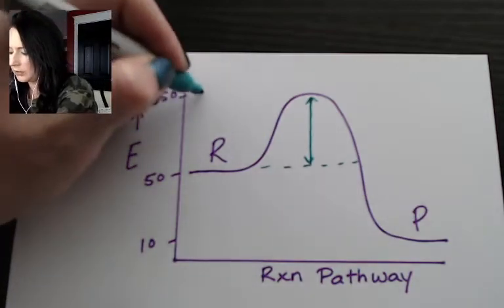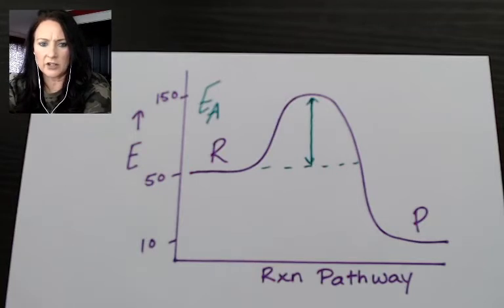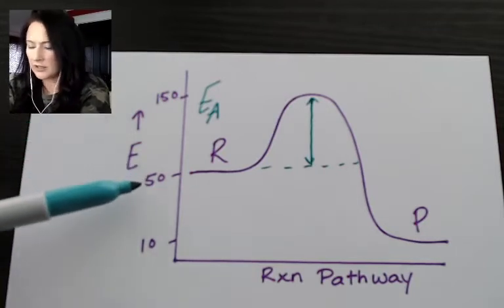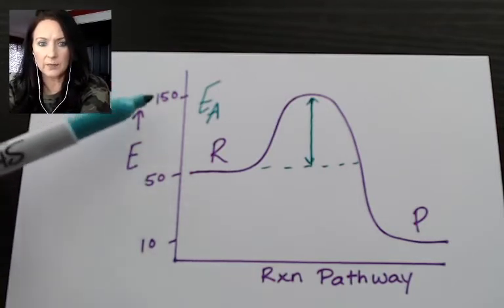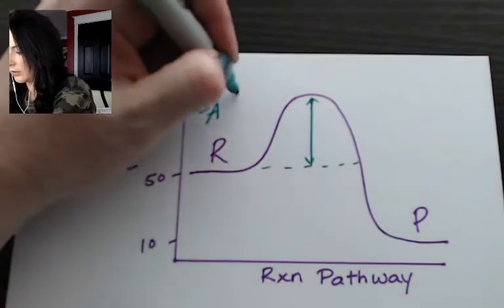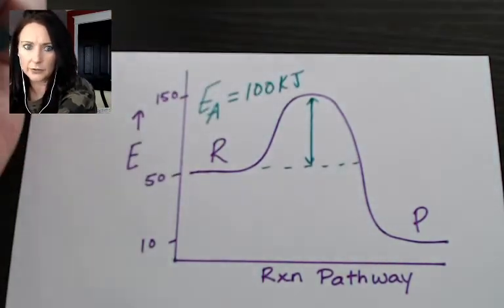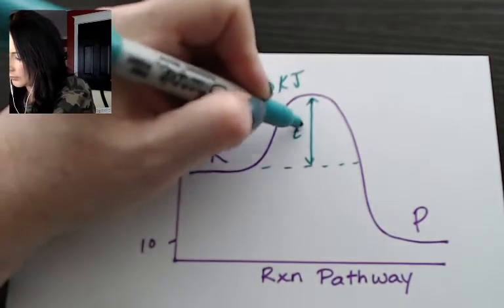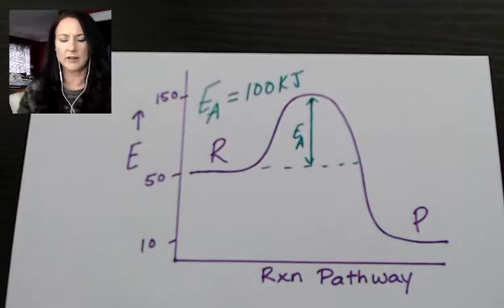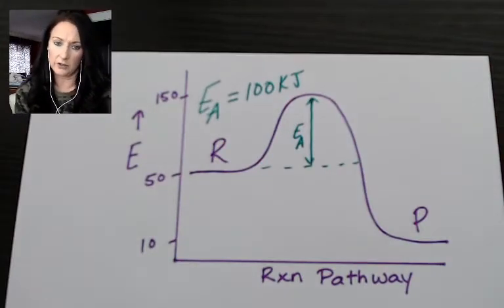In this particular graph that I drew, let's say the activation energy is 100, right? So the reactants start at 50, the top of the hill is 150. The difference between the two, this would be, let's say, 100 kilojoules. And you could also label your arrow right there, EA, activation energy or energy of activation.